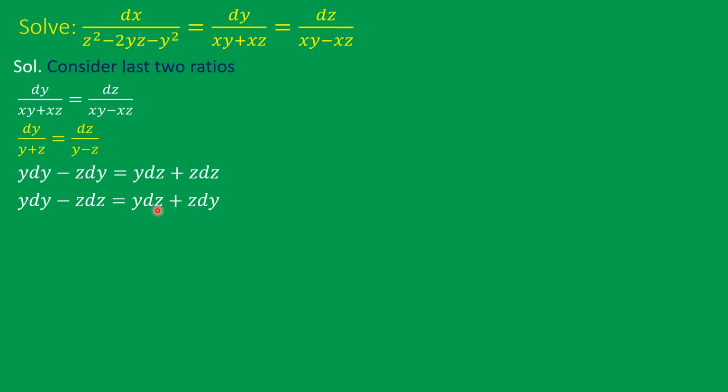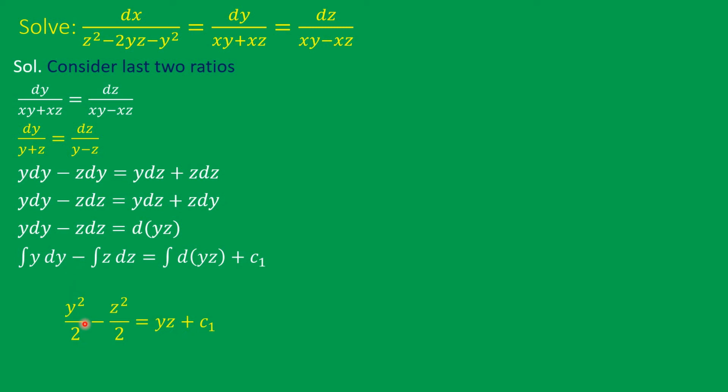Look at the right hand side, this is y dz plus z dy, that is nothing but the derivative of y into z. So after integration we'll get y square by 2 minus z square by 2 is equal to yz plus c1. So this is how we got the first solution. But you can see here this solution does not contain x, so we have to get one more solution which contains x also.